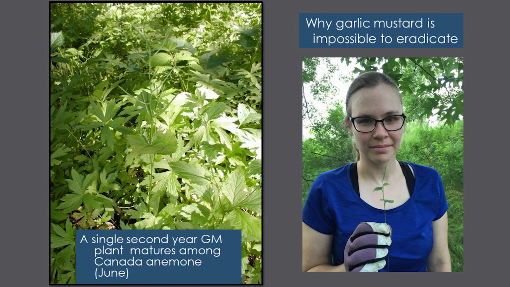So here on the left, we have 1 garlic mustard plant with the siliques right there in a whole patch of native plants. I think we have Canada anemone in here. A whole patch of Canada anemone and 1 garlic mustard plant coming out. It's very hard to spot. So just showing you.